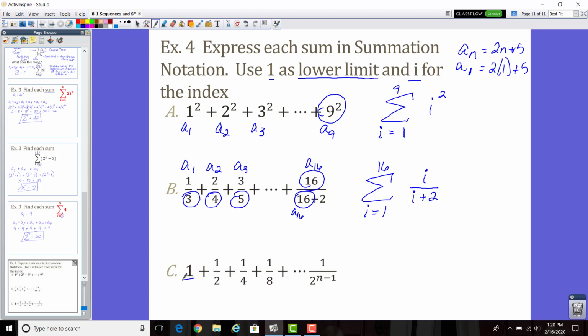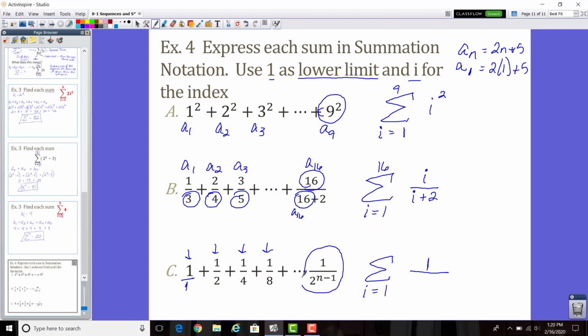This last one, I'm going to make that a fraction. We know that this is term 1, term 2, term 3, and term 4, because they tell us that our lower limit is 1. If all of our numerators are a 1, then that means there is a 1 in our general term expression. It doesn't change.